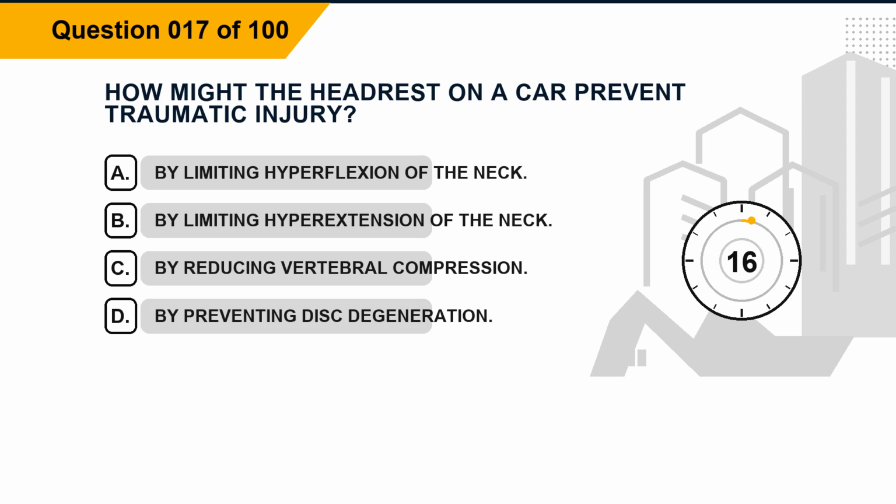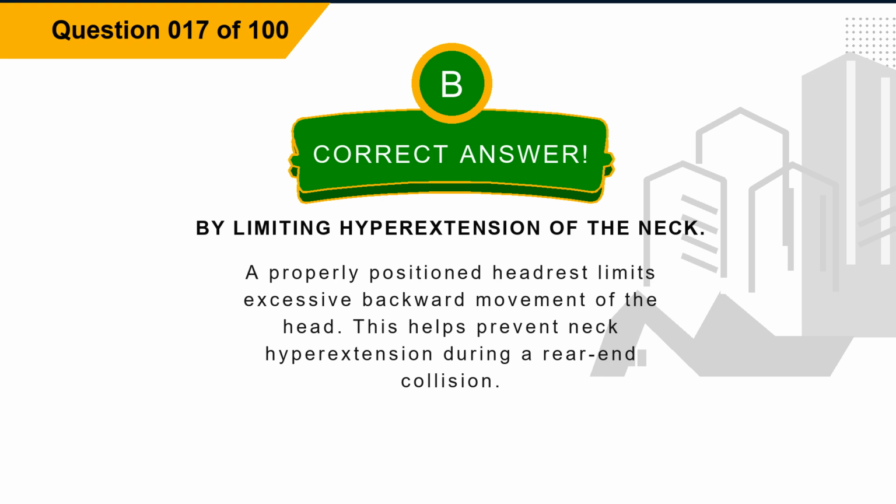Question 17. How might the headrest on a car prevent traumatic injury? Option A, by limiting hyperflexion of the neck. Option B, by limiting hyperextension of the neck. Option C, by reducing vertebral compression. Option D, by preventing disc degeneration. The correct answer is option B, by limiting hyperextension of the neck. Explanation. A properly positioned headrest limits excessive backward movement of the head. This helps prevent neck hyperextension during a rear-end collision.